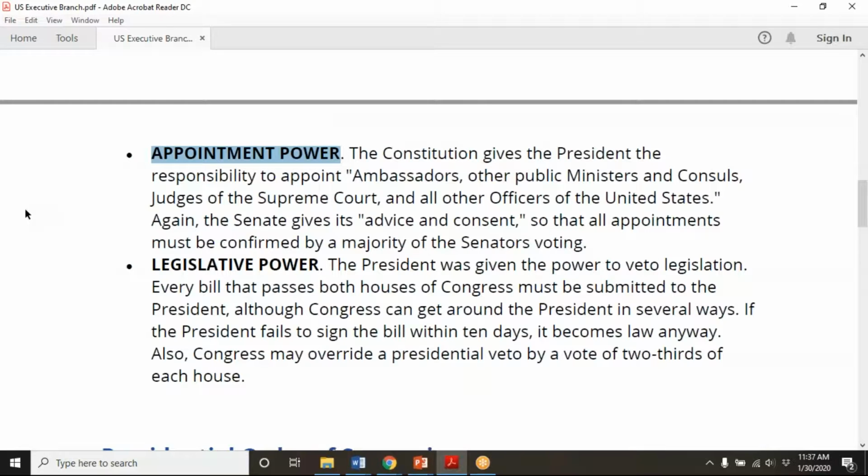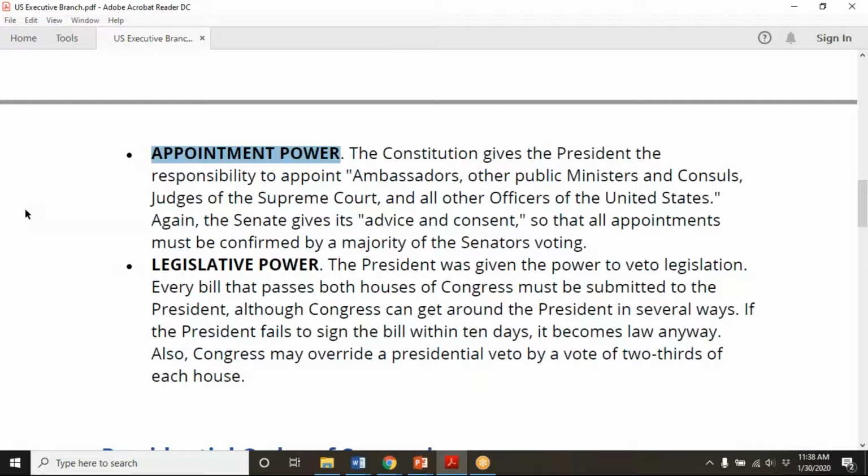Yes. Appointment power. The Constitution gives the President the responsibility to appoint ambassadors, other public ministers, and consuls, judges of the Supreme Court, and all other officers of the United States. Again, the Senate gives its advice and consent, so that all appointments must be confirmed by a majority of the senators voting. Okay, thank you.